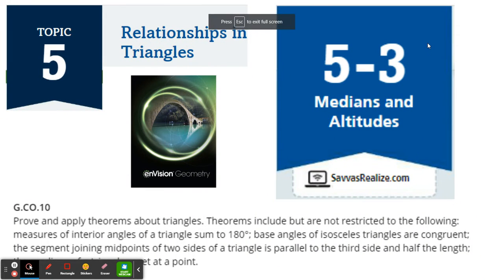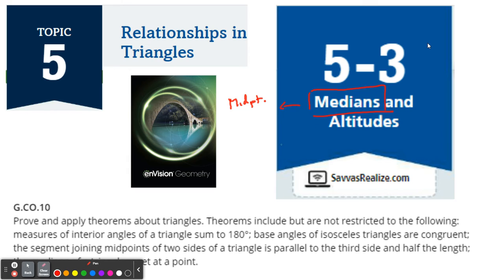Hello, geometry, and welcome to lesson 5.3, covering medians and altitudes, two more special segments in our triangles. So let's first give an idea of what these things are. When you think of the word median, you should think of the word middle or midpoint. So it's going to involve something about the midpoint in our triangles.